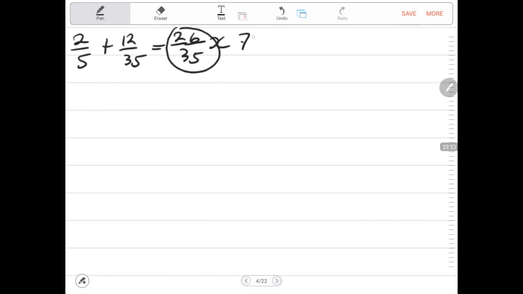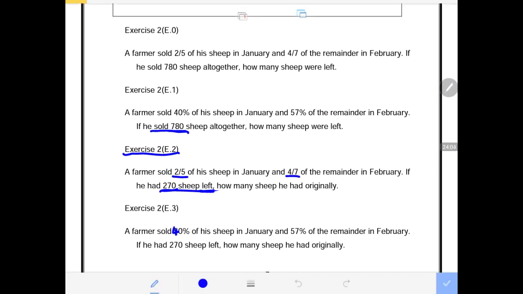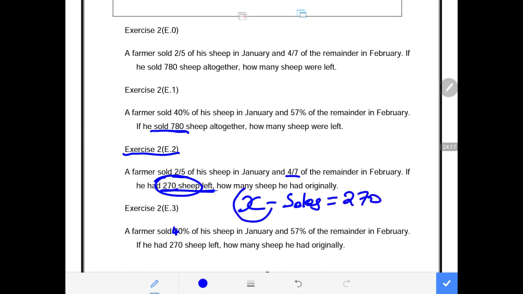Now we know that this is 74% of the total sales for January and February, but we are told that the owner had 270 of the sheep that were left. That means total sheep that we don't know, which represent X, minus the sales for January and February, gives us 270. We don't know how many sheep this owner had. Ignore the fact that we know it's 1,050. In this scenario, we don't know.